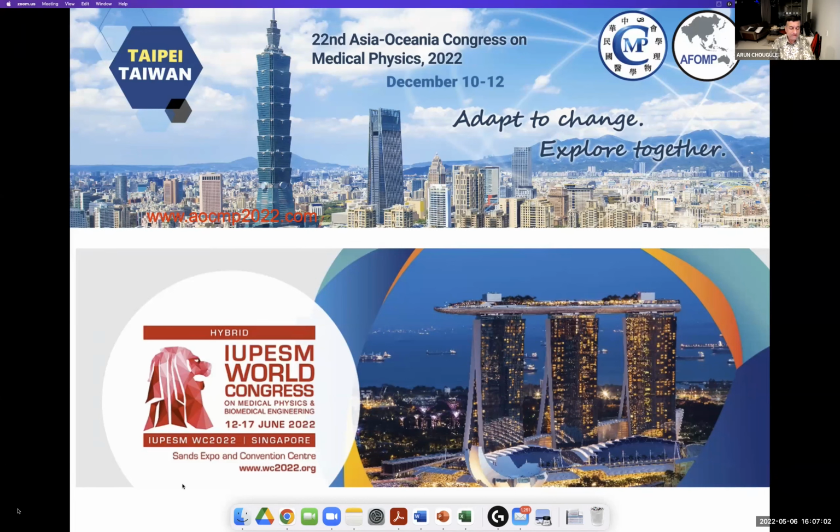Afomp will give travel grants to young medical physicists to participate in this important annual meeting of the Afomp. Further, we have a World Congress in Singapore from 12 to 17 June, which will be held in a hybrid mode. This is a triennial World Congress which was supposed to be held in 2021, but due to COVID, it has been postponed and it will be held in 2022. So you should take advantage of this.